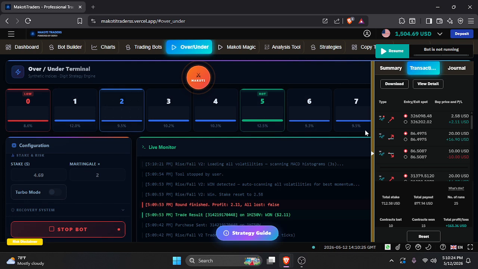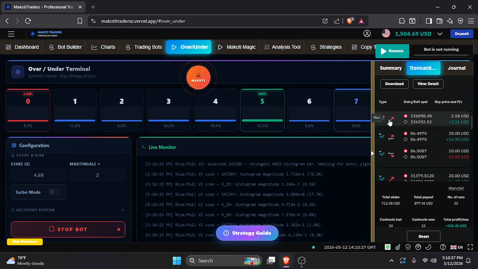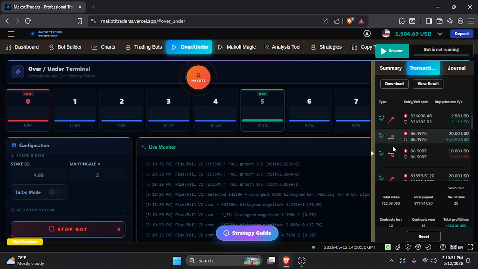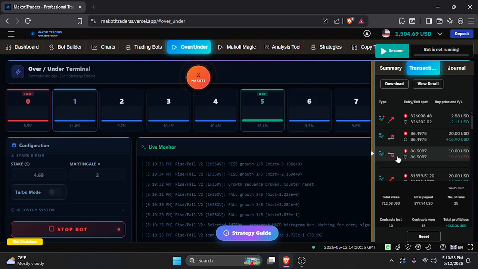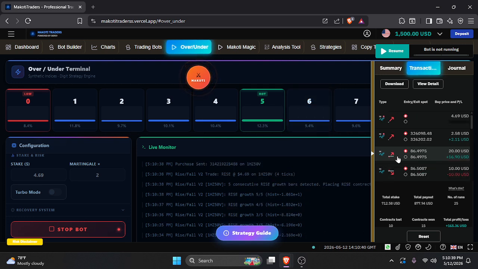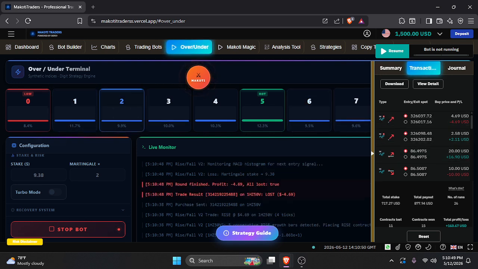So the first run was a win on volatility 51s. That was a rise and it was a win. So let's wait for another entry. Rise, rise, rise. That is a loss. Perfect. Now I have accomplished my mission. That was a rise on volatility.